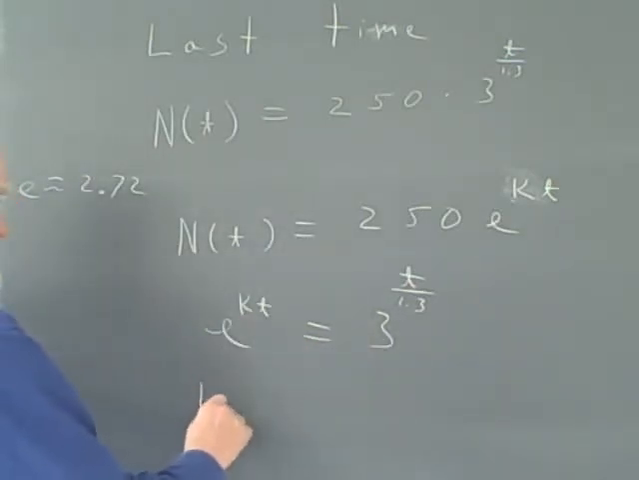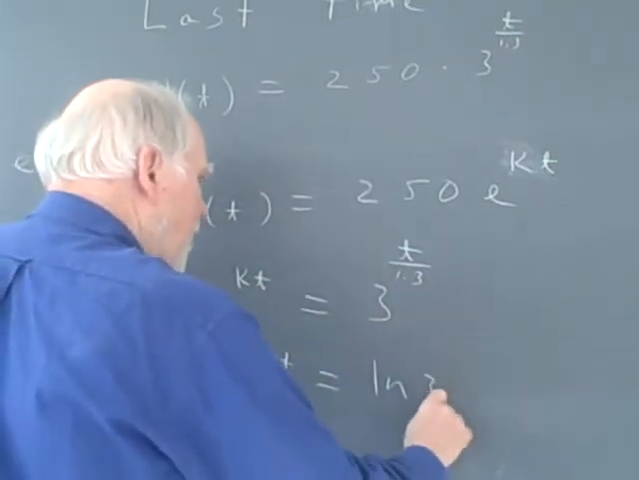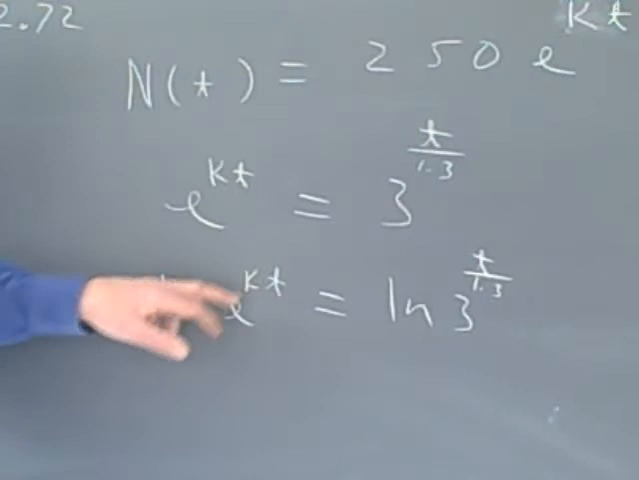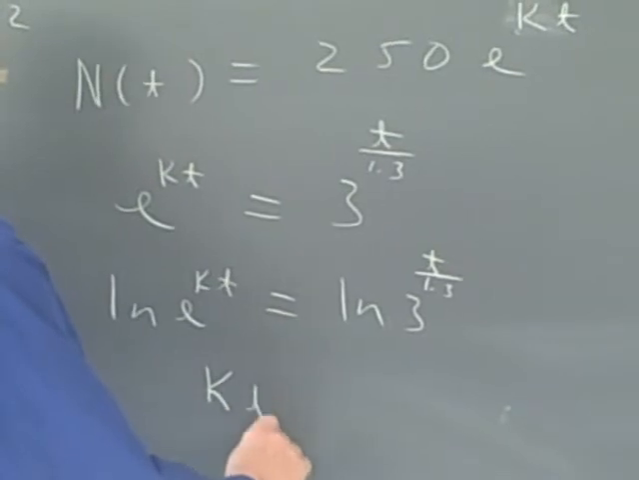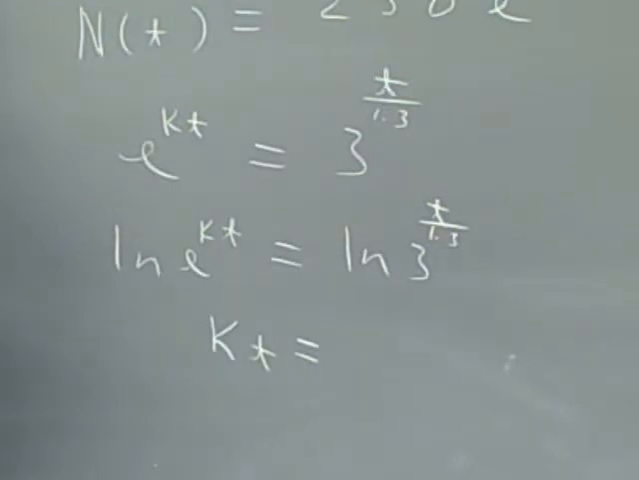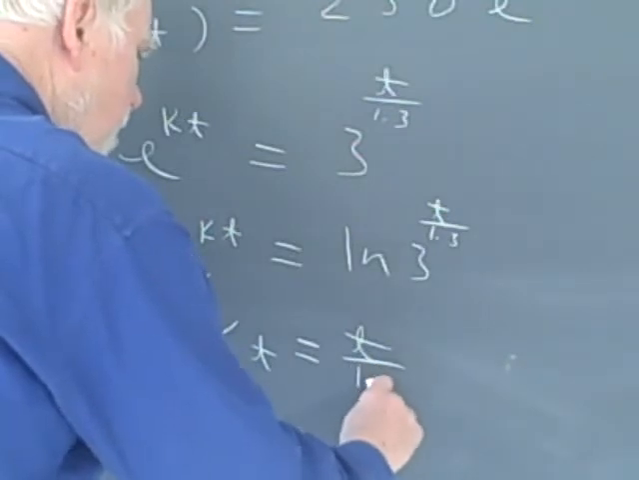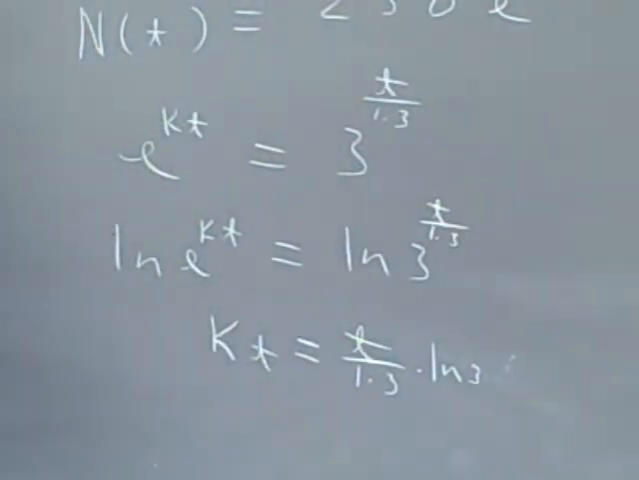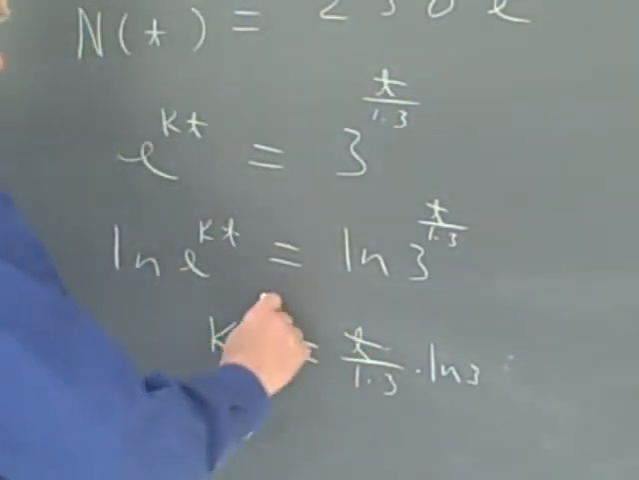So I take the log of both sides. The log of e to the kt equals the log of 3 to the t over 1.3. Now, of course, the log of e to anything is that anything. These cancel each other out because they're inverses of each other, and we get kt here. This equals, well, what does it equal? I can use one of the exponent laws of logarithms to bring that exponent out front, and I'll have t over 1.3 times the log of 3. Now, I can multiply both sides of this by 1 over t, and this t cancels out.